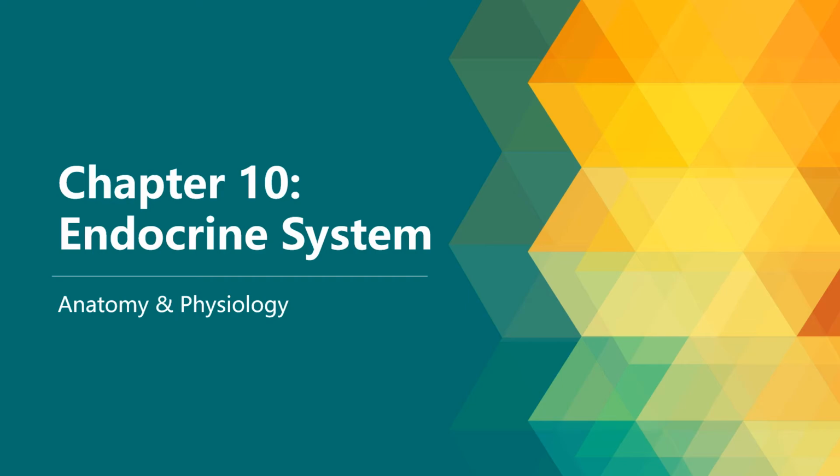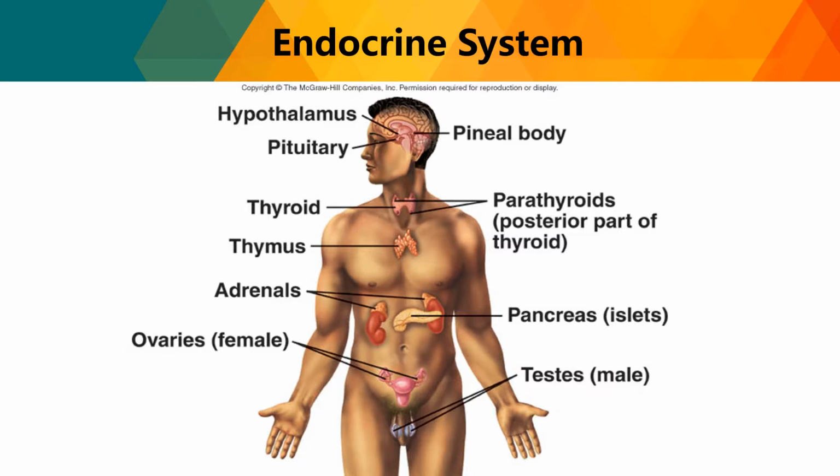Our lesson for today is Chapter 10, the Endocrine System. The endocrine system is a collection of glands that produce hormones that regulate metabolism, growth and development, tissue function, sexual function, reproduction, sleep, and mood, among other things.